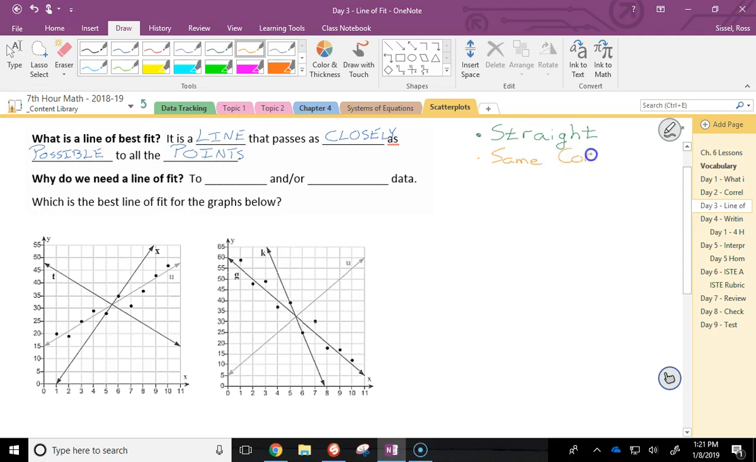Same correlation. When I say your line will have the same correlation, what I mean by that is if your scatter plot has a positive correlation, it goes up from the bottom left to the top right, your line of fit will also be a positive, which is like our slope.